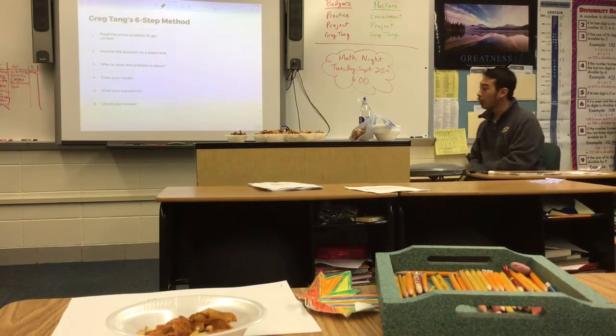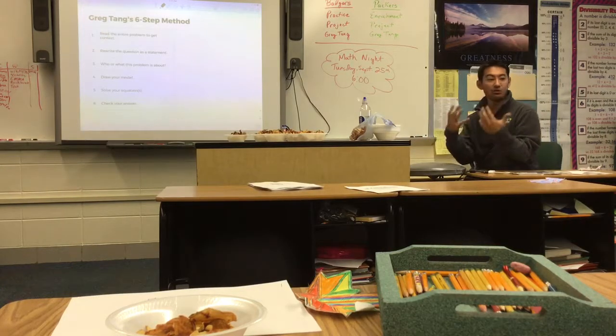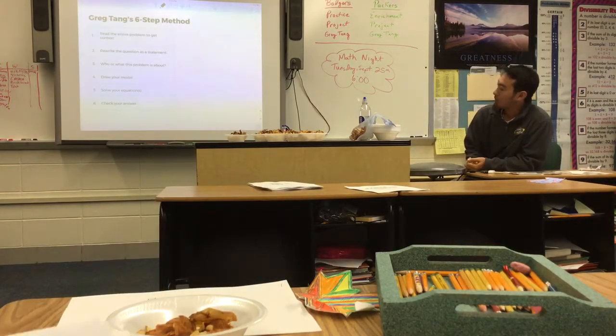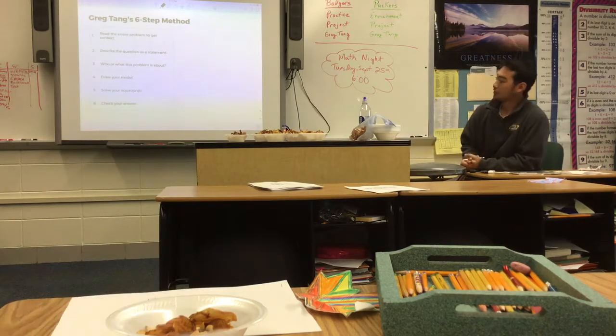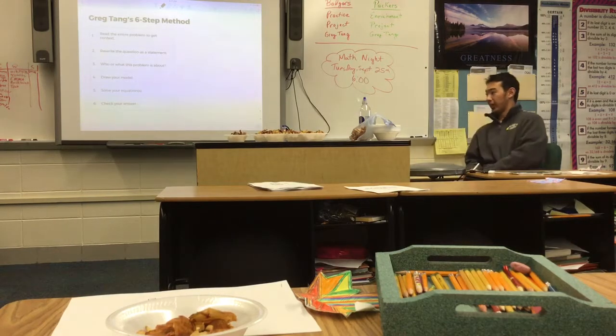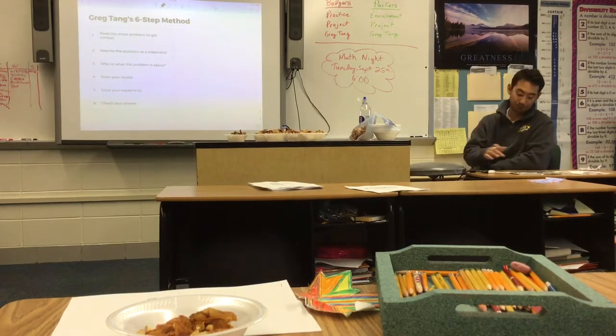Number 3, determine who or what this is about. What's the countable thing we're getting information about? Number 4, we're gonna draw the model. I'm gonna show you all the different models today. It's really the same model, it just changes for every grade. Solve your equations and check your answer, meaning is it reasonable?